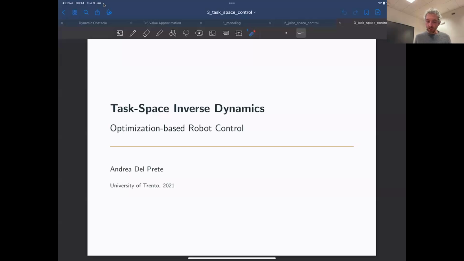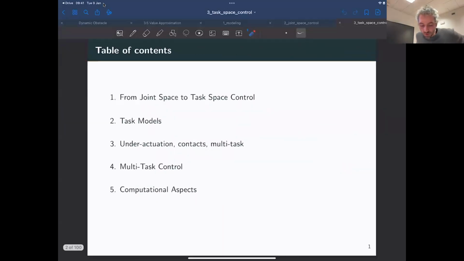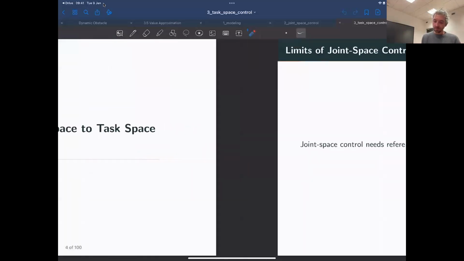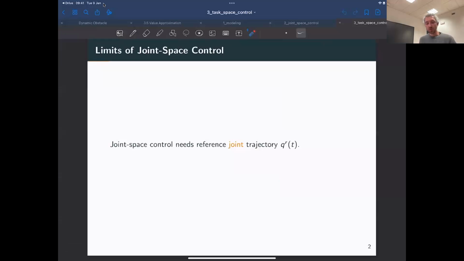Okay, let's move on and go from joint space control, which is what we have seen in the previous hour, to task space control, which is a generalization of joint space control that allows you to do more advanced control. When you work with a joint space controller, everything is nice and simple, but the issue is that you need a reference joint space trajectory. So you need to have pre-computed exactly what motion you would like to see for your robot in joint space. And typically in most applications, you don't know that.